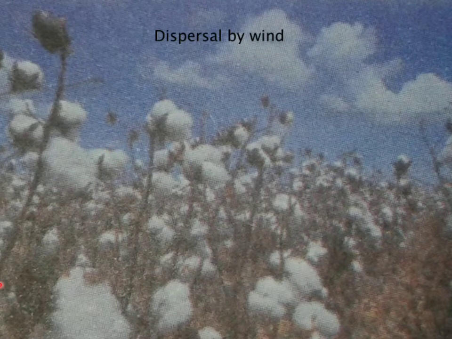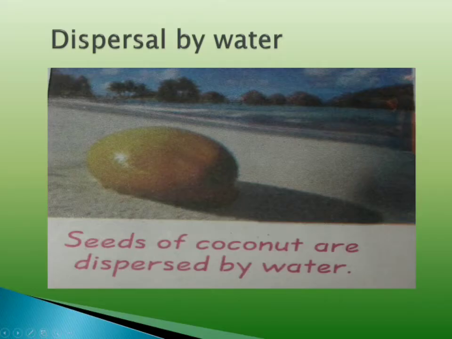Okay. Next, dispersal by water. See, the lotus fruit has a spongy part and the coconut has a fibrous outer covering to enable them to float on the water. See, here they have given the coconut. So, seeds of coconut are dispersed by water. Okay, so fruits which float such as those of water lily also will be carried by the water.